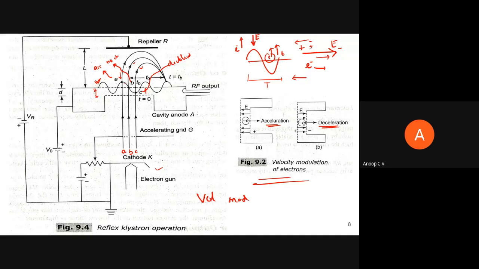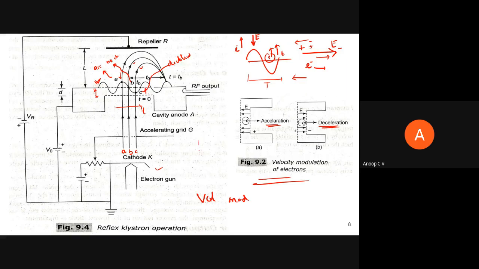In fact, there will be electrons in between also, right? If you see, this is the time axis, I have shown it at different times. So there will be other electrons also which pass the grid gap at other instances. They will be either accelerated or decelerated. So what will happen is, because of this velocity modulation, there will be debunching of electrons, right?